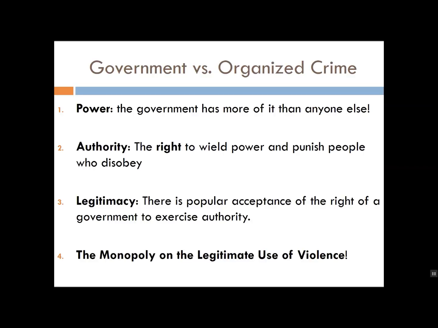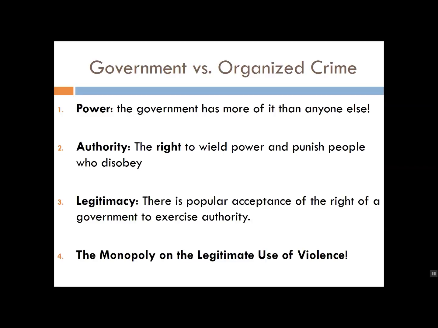So let's look at these three characteristics, these three constitutive components of this monopoly on the legitimate use of violence, and see how they can help us to set governments aside by giving them authority and legitimacy and power like nobody else has. The first defining characteristic of a government is something that, again, we've already talked about: power. Remember, power is that ability to make others do what you want, and the governments of the world have more of it than anyone else.